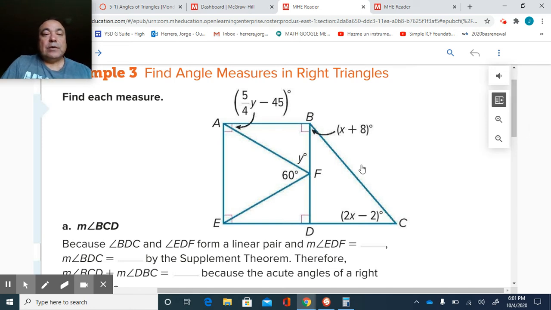Okay, guys, we're going to work on finding angle measures in right triangles. And this is where it gets really interesting, guys.